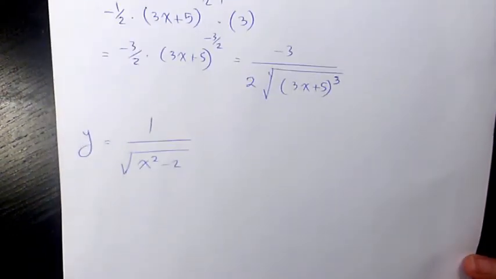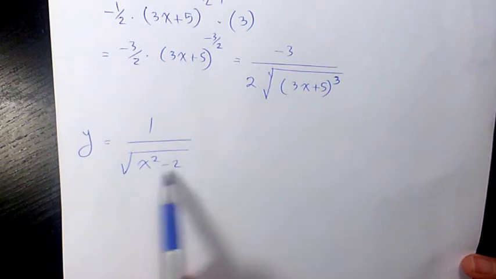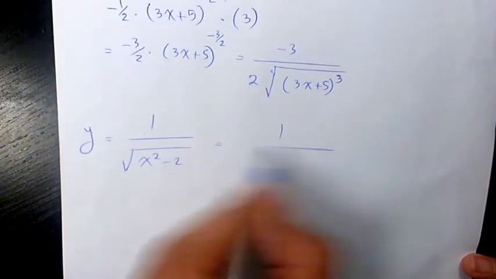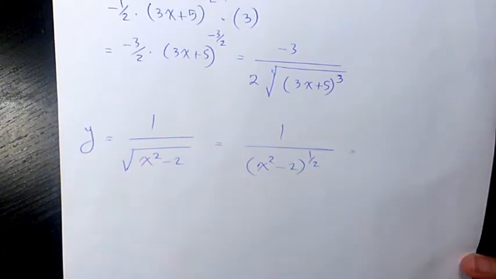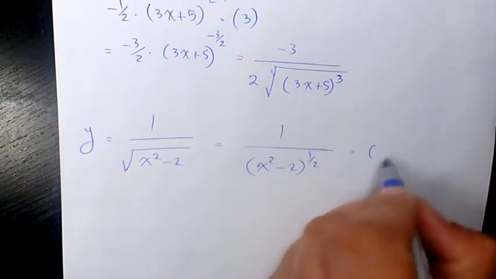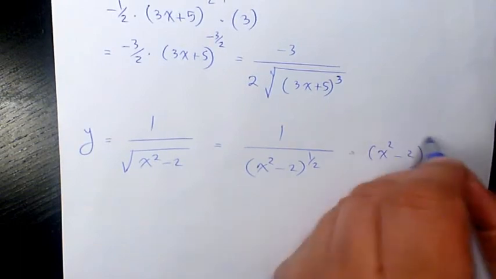Let's see the next example. We have 1 over the square root of x squared minus 2, which is going to be 1 over x squared minus 2 to the power of 1/2. When you bring it to the numerator, it's going to be x squared minus 2 to the power of negative 1 over 2.